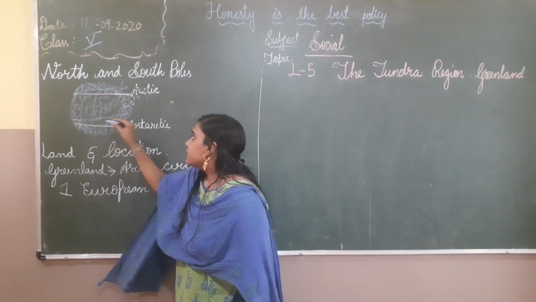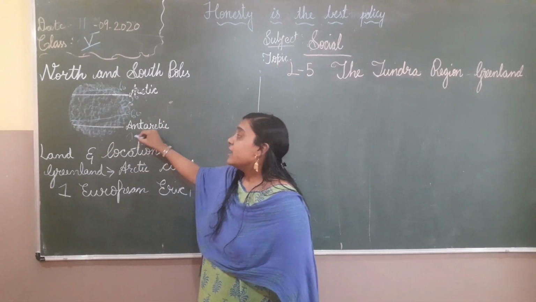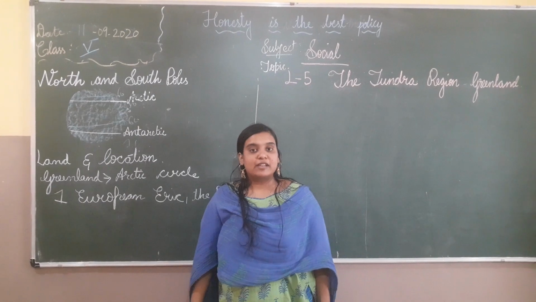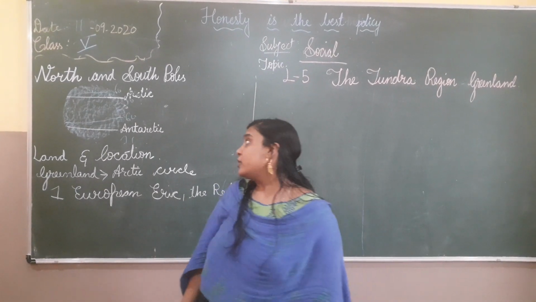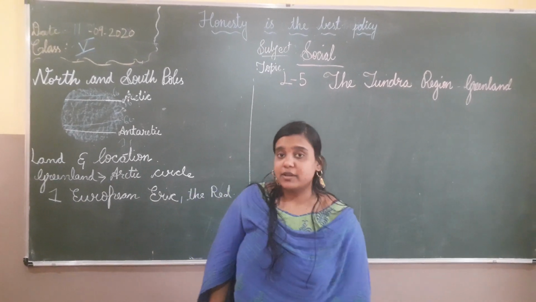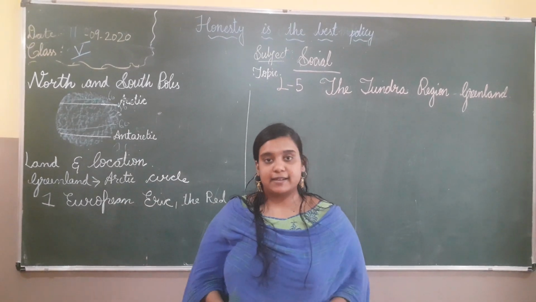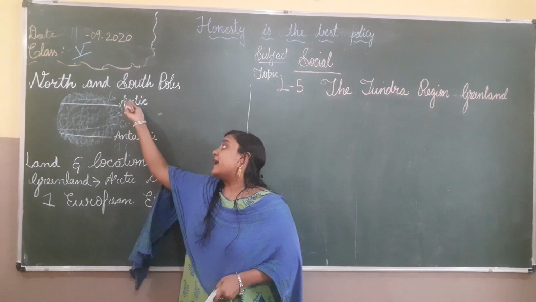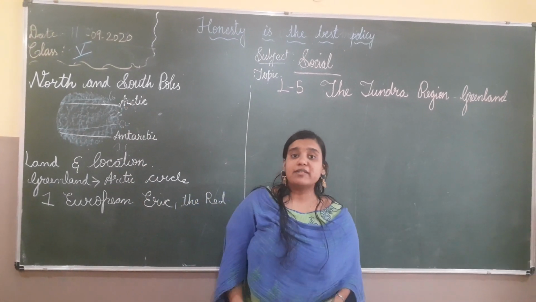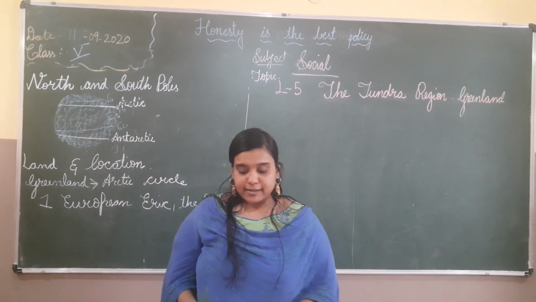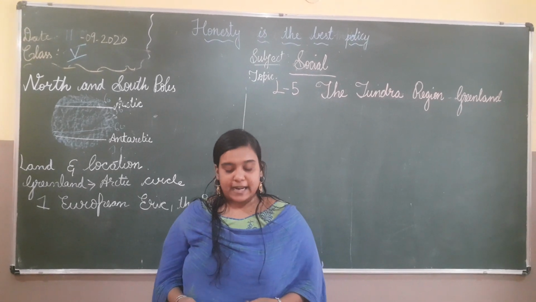In the equatorial region, we were discussing the hot climate. Now we are going to discuss the frigid zone. There is the Arctic Circle and Antarctic Circle. These are known as cold desert. In this chapter we are learning about Greenland.